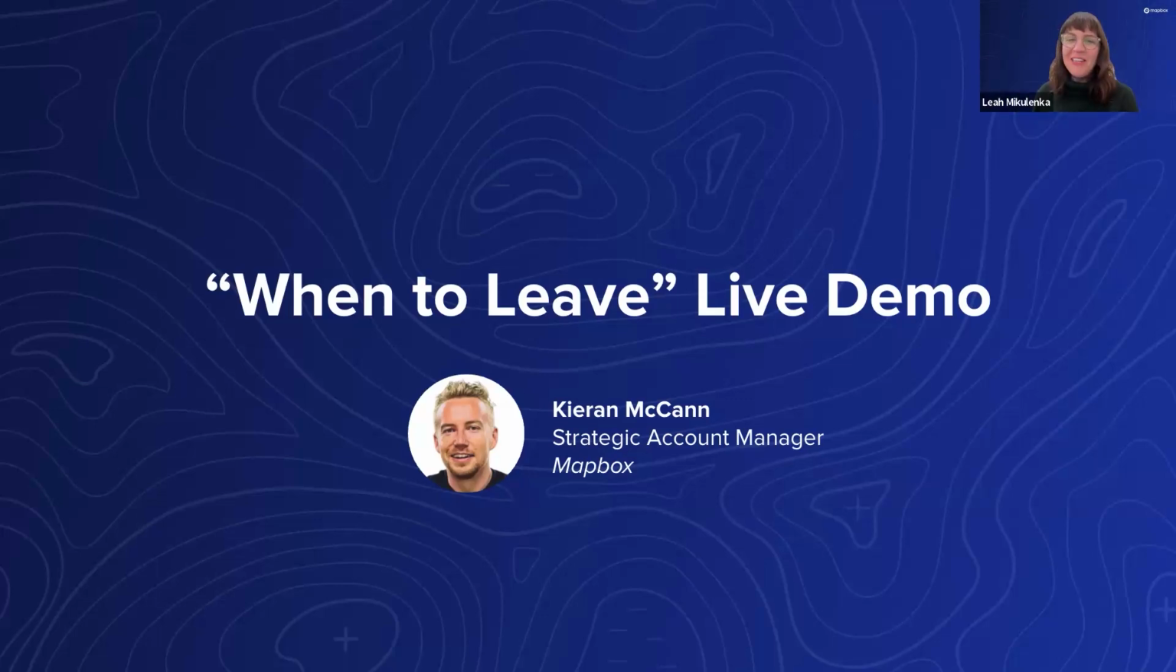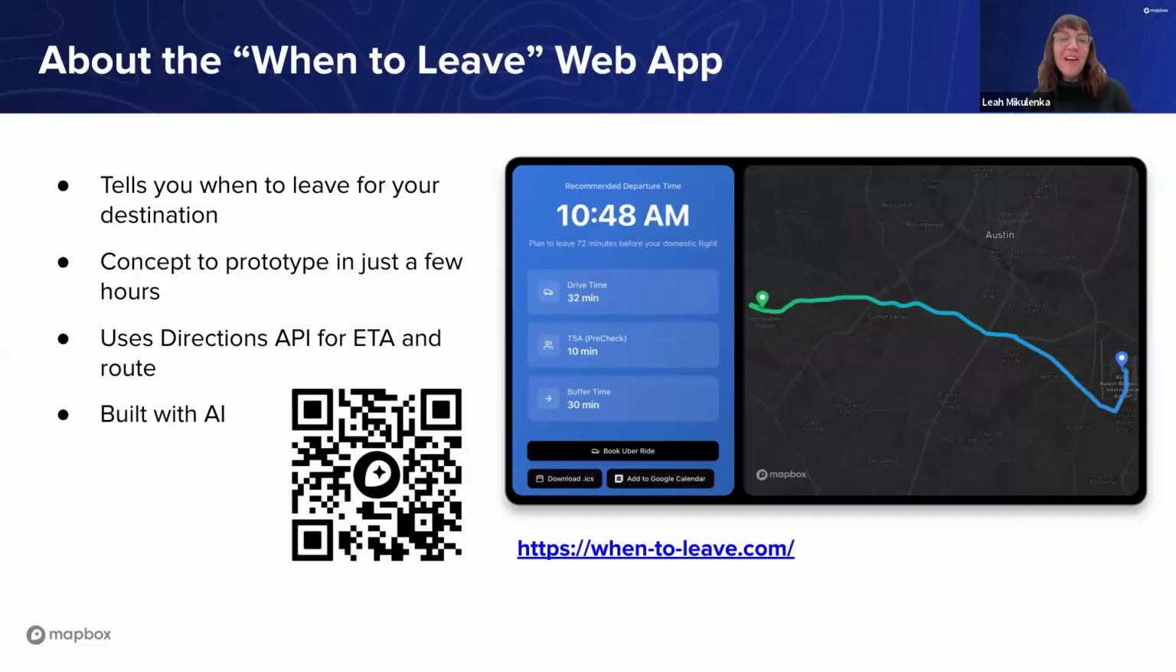Kieran has taken time away from meeting with clients and helping other customers implement Mapbox to create an app of his own called the When to Leave web app. And this app is powered by the Mapbox Directions API. So Kieran, I'm going to go ahead and pass to you to give a demo of this app. For those of you in the webinar, if you want to scan the QR code that you see on your screen, you can check it out too. And Kieran's going to tell us a little more about it and show us how it works. Sure. I'll jump over.